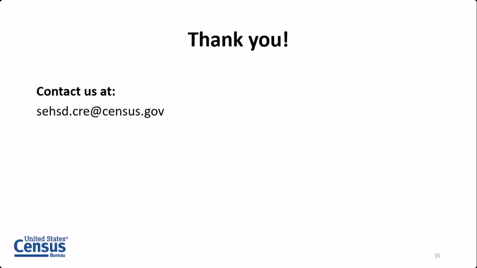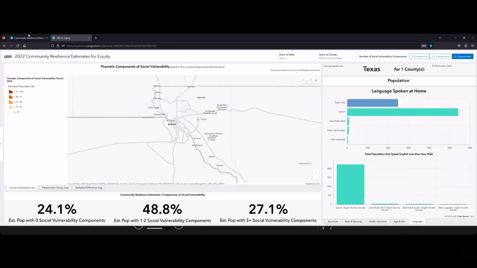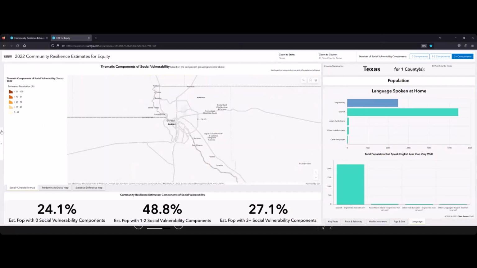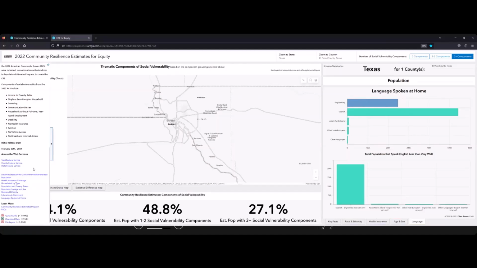And then people are also asking about whether you can download the map layers. Yes, the map layers are available and you can find them in the tool on the left panel. If you go here on the left panel, the different dashboards, you have the links for the feature services, so you can download those map layers. The same goes for the standard CRE dashboard or for the equity dashboard right here.